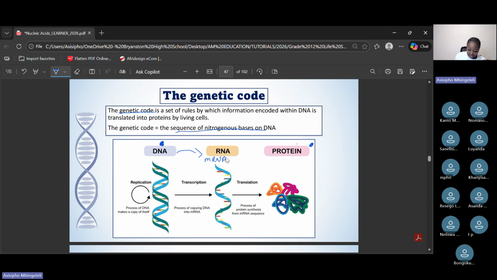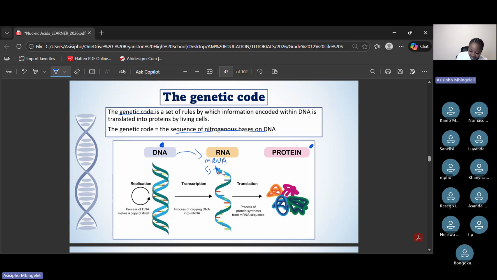And then from the messenger RNA, we will be able to form the other type of RNA, which we call a transfer RNA. So we use DNA in order for us to form two different types of RNA. From the transfer RNA, we are then going to get a chain of amino acids. So I've spoken about this before. A chain of amino acids, and amino acids are building blocks of proteins.